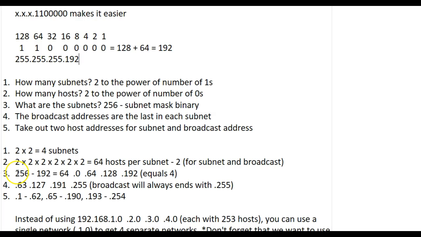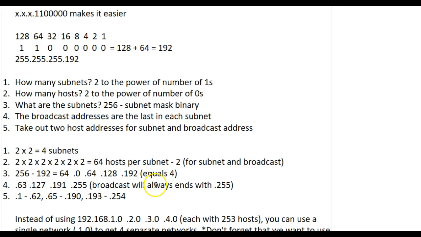And to get the subnets, you can do 256 minus the 192, where we got the 192. That equals 64. This shows you what the starting subnets are going to be. One subnet is going to be 0. The next one's going to be 64. The third one's going to be 128. And the last one's going to be 192. That's 4 subnets.